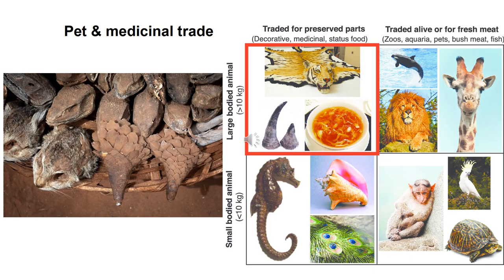Interestingly, the pet and medicine trade, the trade around the world for pets, zoo animals, and medicines from plants and animals, mostly animals, really does contribute to a negative effect on biodiversity. A lot of these creatures that are traded and sold for zoos, aquariums, pets, sometimes for meat, are species that are sensitive or endangered or low in population, and so this further weakens them. Also traded for preserved parts.